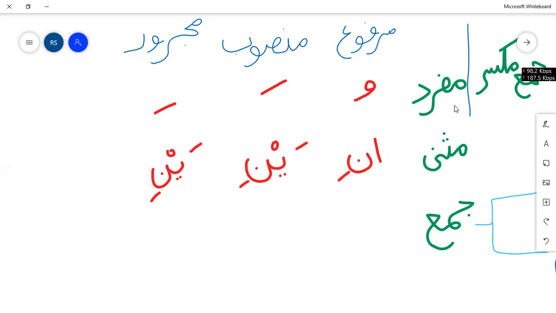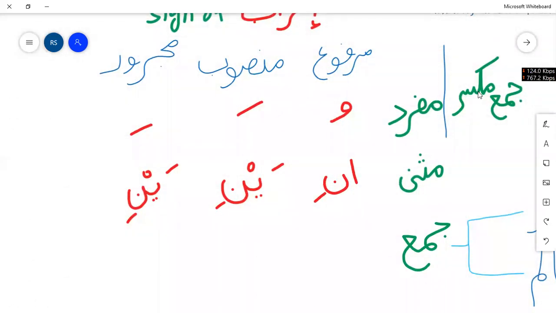When ism is mufrad, to make it marfu we add dhamma at the end. When jamma mukassar is marfu, we add dhamma to make it marfu.